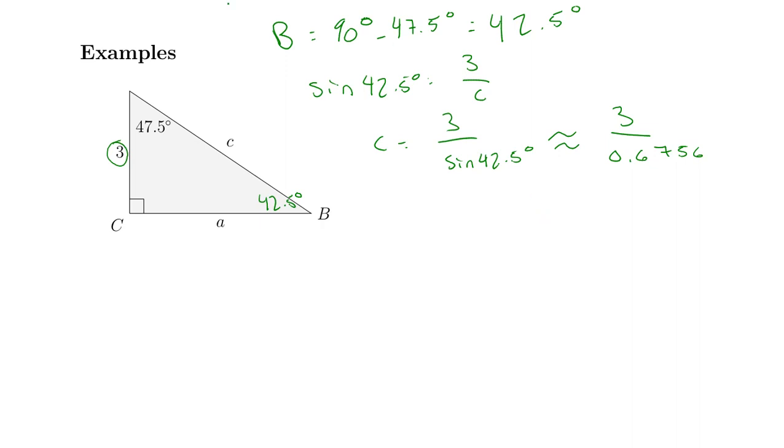So what I might do is say, all right, what is 3 divided by that? What you could do is just do this all in one shot. Say 3 divided by sine of 42.5. If you do that all in one shot, then we'll get that c is approximately 4.44. That's probably good enough.